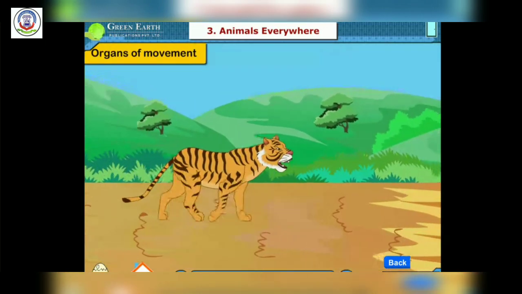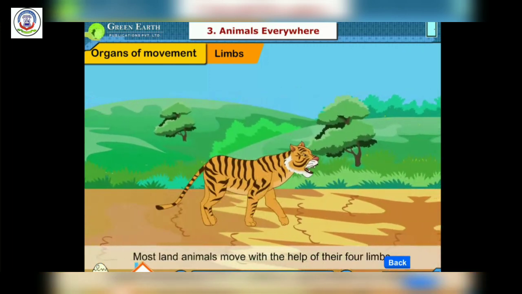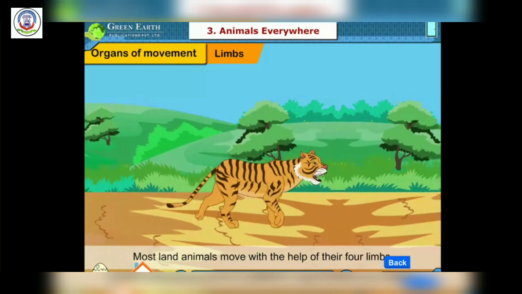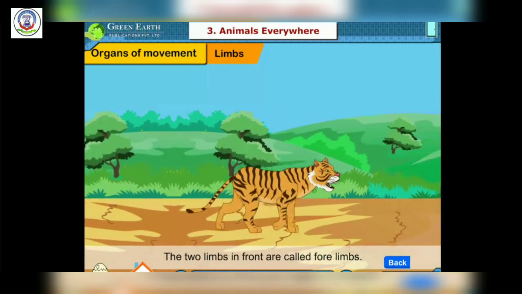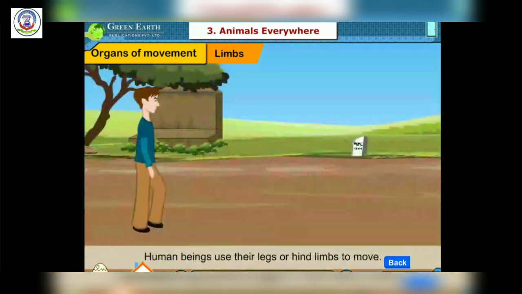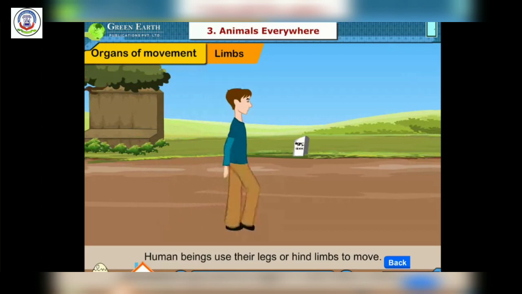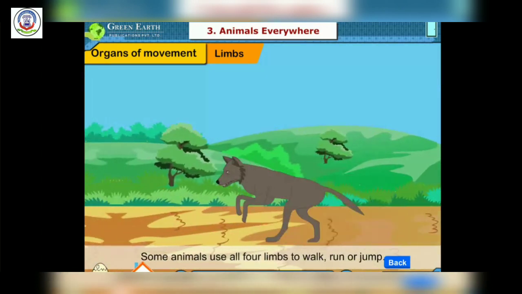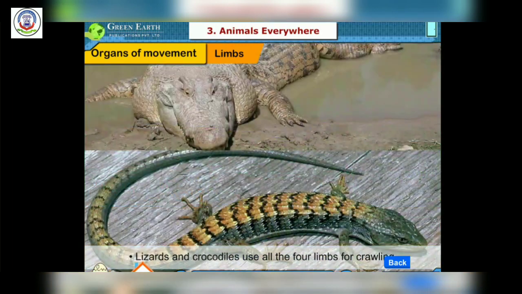Organs of movement. Limbs. Most land animals move with the help of their forelimbs. The 2 limbs in front are called forelimbs. The 2 at the back are known as hind limbs. Human beings use their legs or hind limbs to move. Some animals use all 4 limbs to walk, run, or jump. Lizards and crocodiles use all the 4 limbs for crawling.